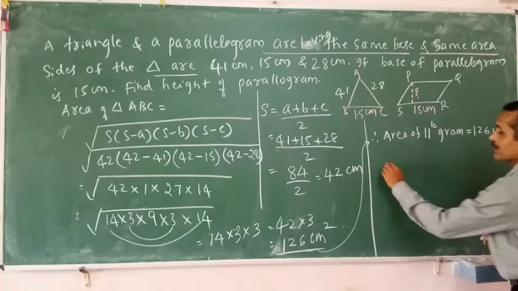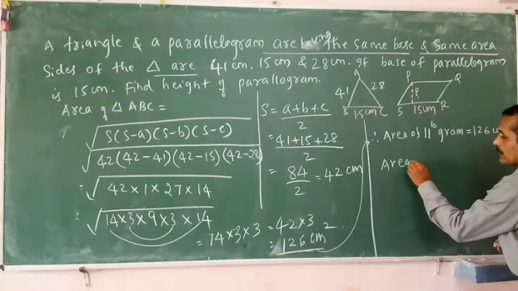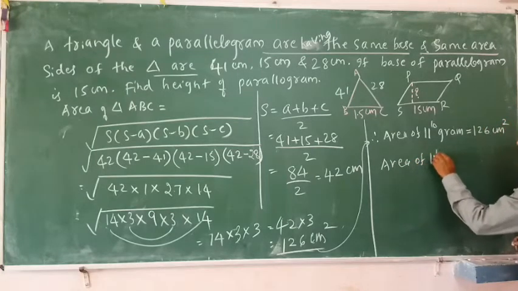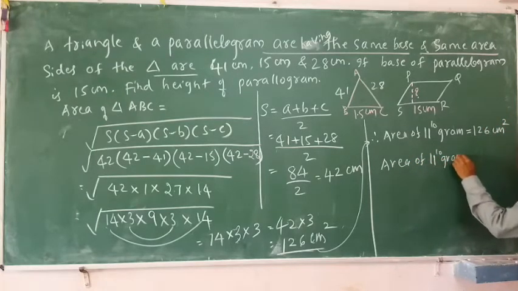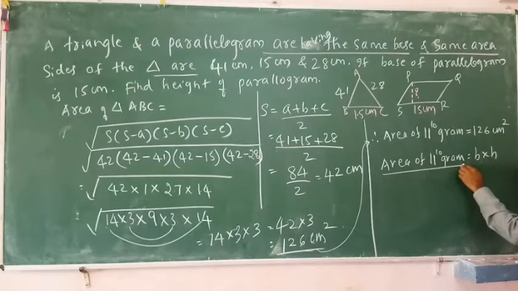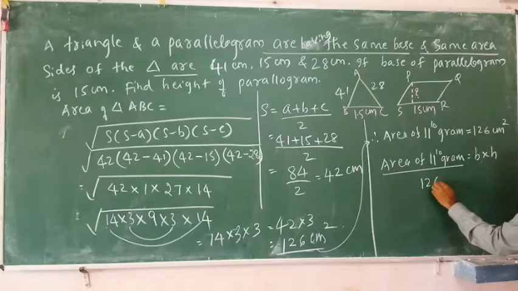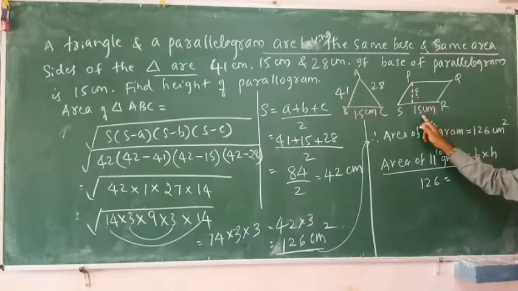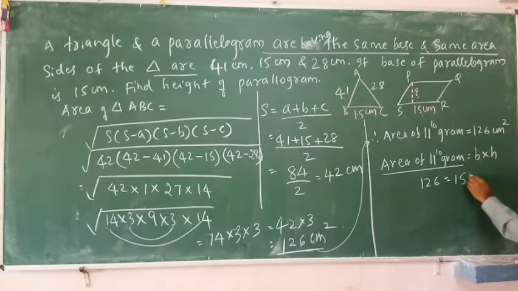Now I can say, area of parallelogram formula is base into height. Area is known to us, 126 is equal to base, which is known, 15, into height, which I have to find. Divide.